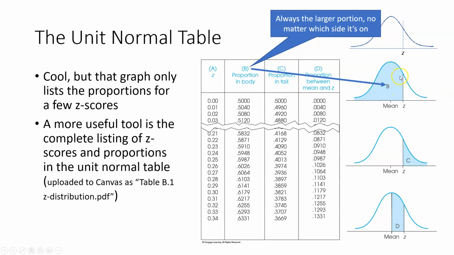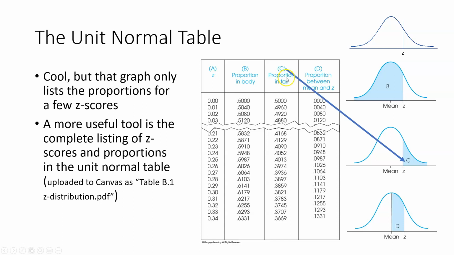What matters is whether it's the big portion or, as we see in column C, the small portion in the tail. So this is the same Z as we articulated up at the top, but instead of being the big, bulky body portion, this is the proportion in the tail. So if you look at, again, the Z of 0.33, you see that 63% of the scores are in the body, but the reciprocal of that, the other remaining scores, 37%, are in the tail. And those two sections together add to 100%, because all the scores have to be either below or above that Z-score.